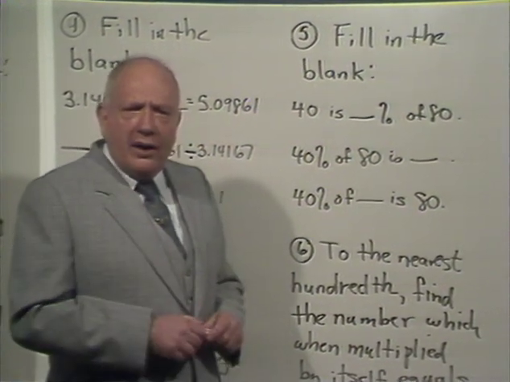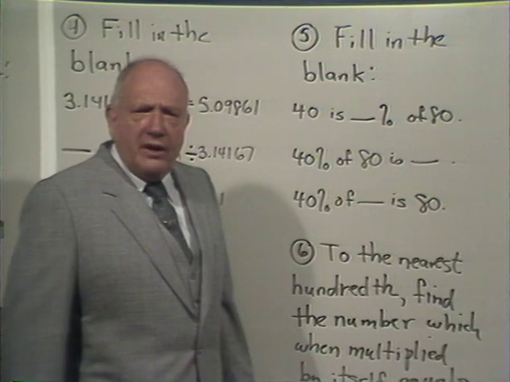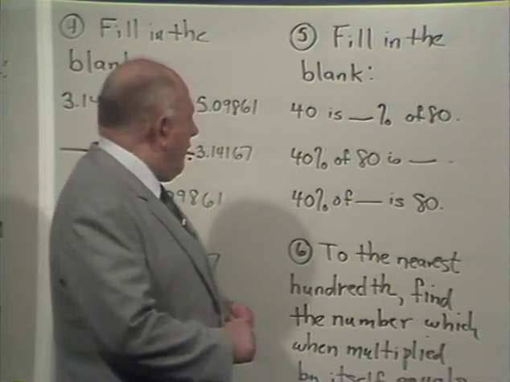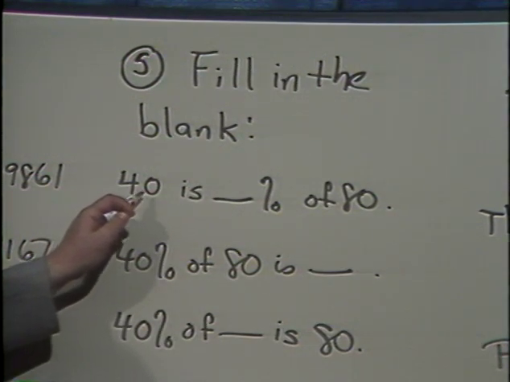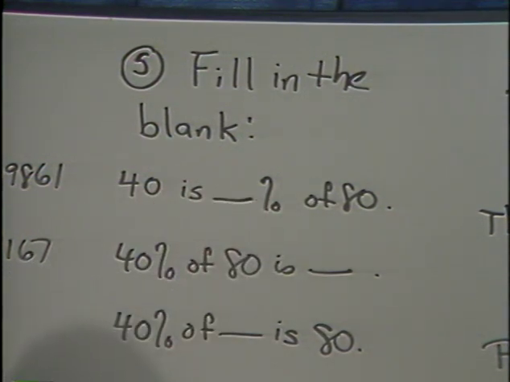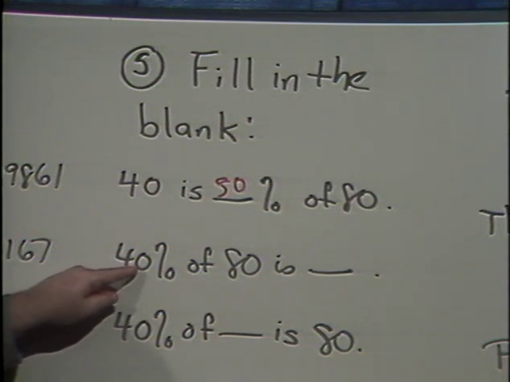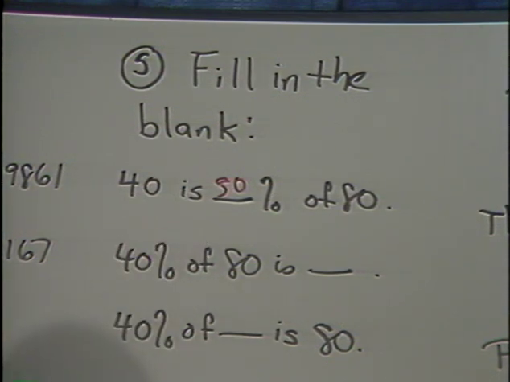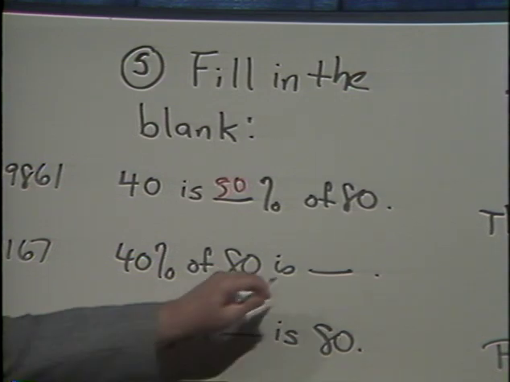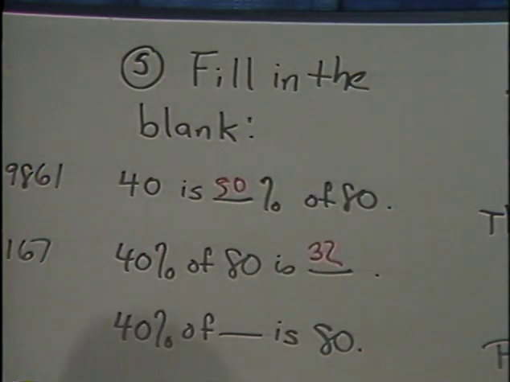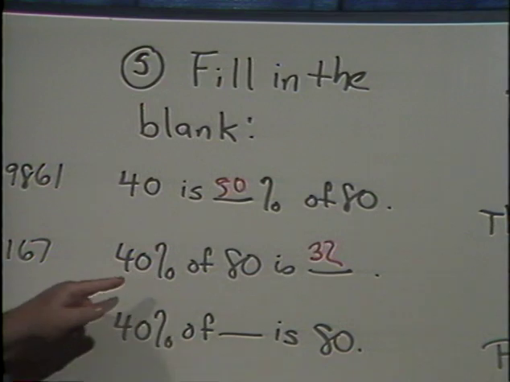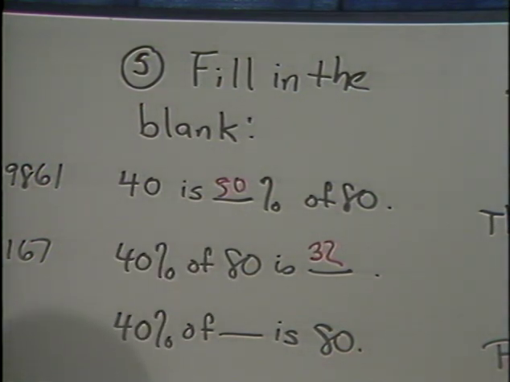These 3 problems may look alike, but they are philosophically quite different. The first says, what part of 80 is 40? It's 40/80ths, which is 1/2, and as a percent, 1/2 is 50%. The second problem says, at a rate of 40 per 100, how many would you take out of 80? That would be 32. Because 40% is 2/5, 80 divided by 5 is 16, 16 times 2 is 32.